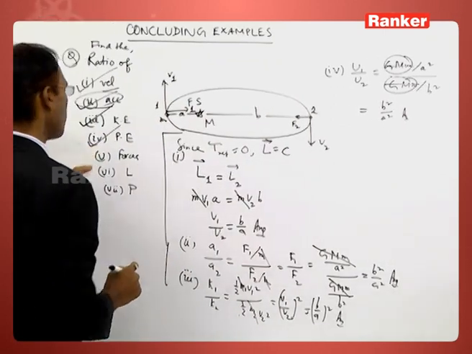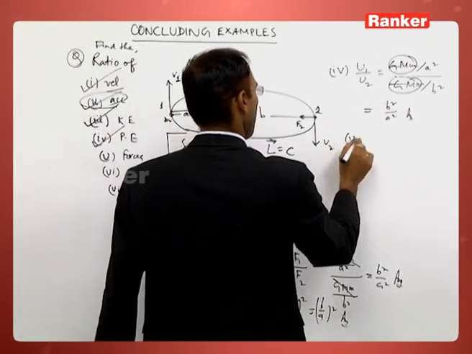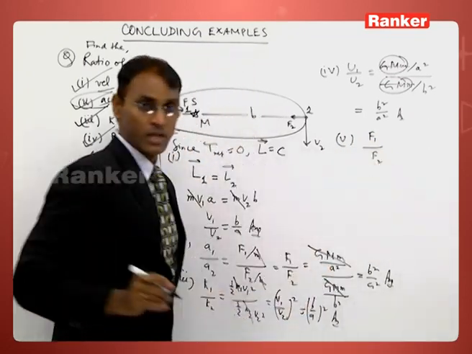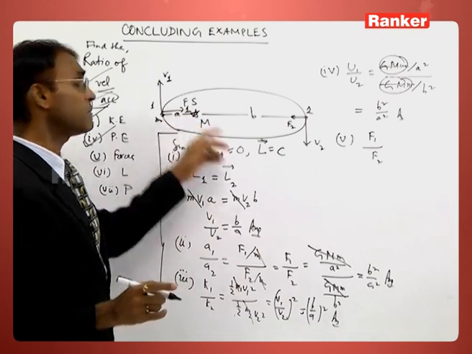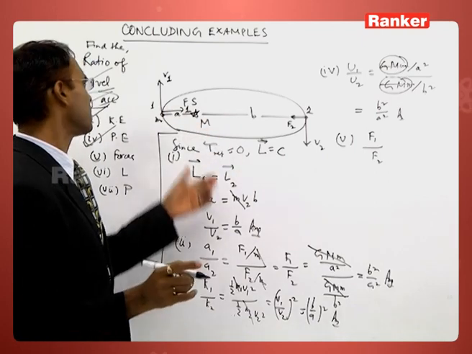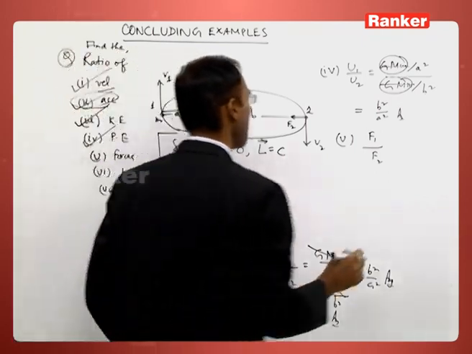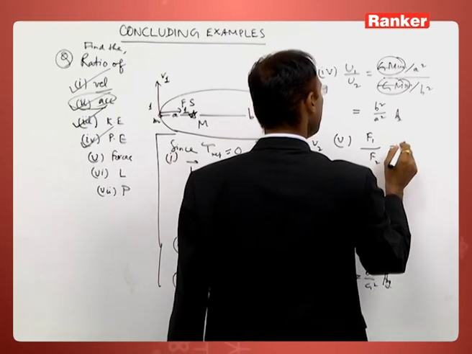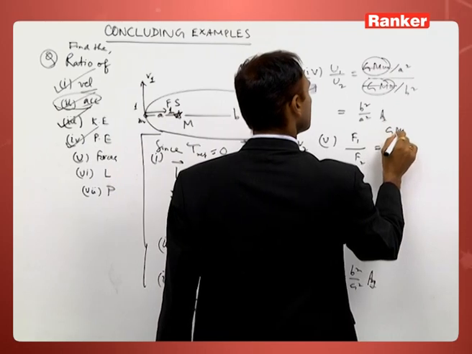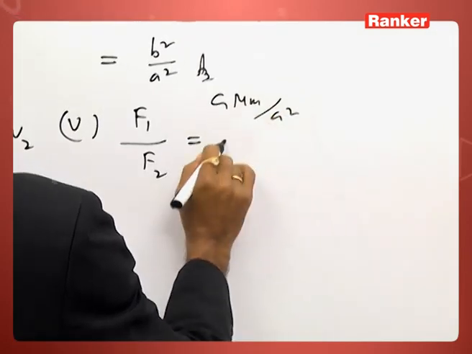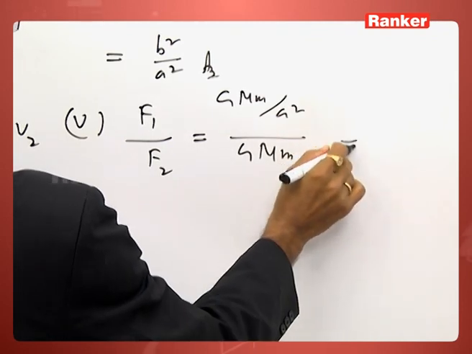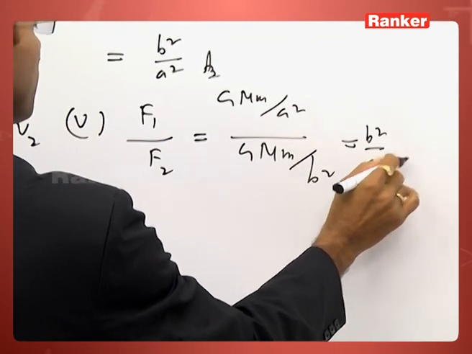Now let us calculate the force. As we know, the force is directly proportional to the product of the masses and inversely proportional to the square of the distance of separation between the sun and the planet. Therefore, F1 by F2 is equal to GMm by a square by GMm by b square is equal to b square upon a square. Answer.